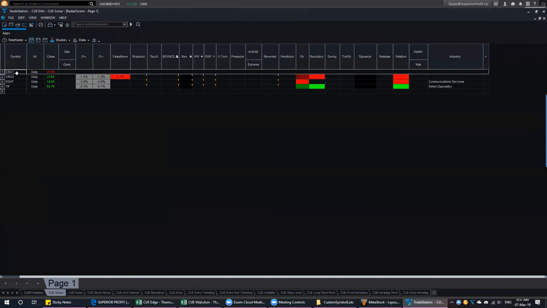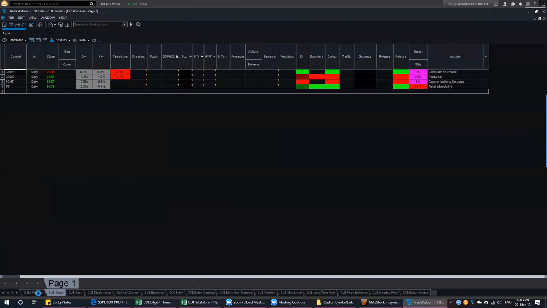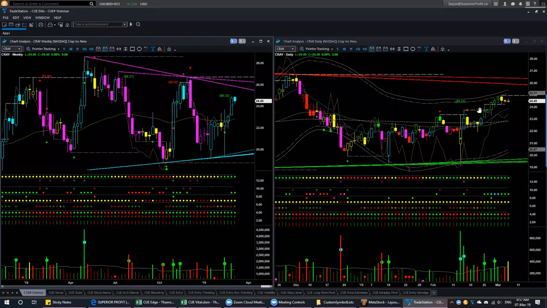Let's look at them. Gray. I can see none of them are giving any trade setup right now. Let's have a look at some of the stocks. Gray, no trade setup.